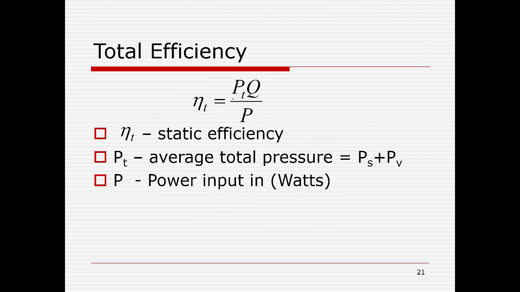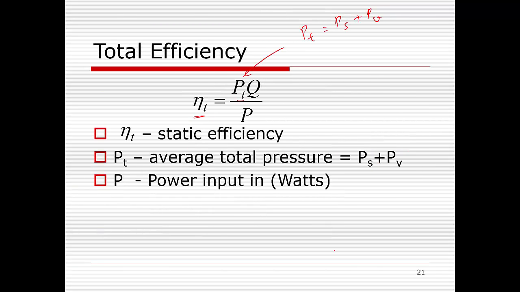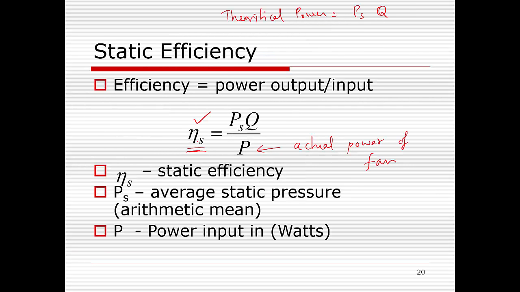So if you put in the total power, you get the total efficiency. Basically, total pressure is nothing but static pressure plus velocity pressure, right? And mostly the static efficiency is what industry uses, but a lot of charts do show the total efficiency too. So if they haven't differentiated it, the default should be the static efficiency.